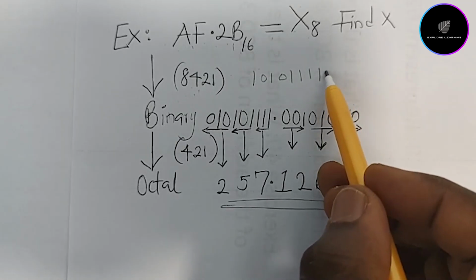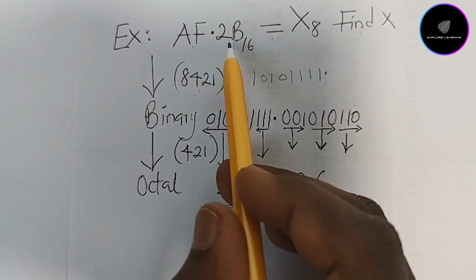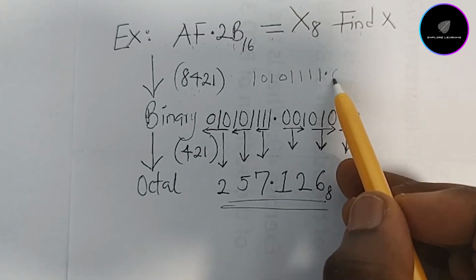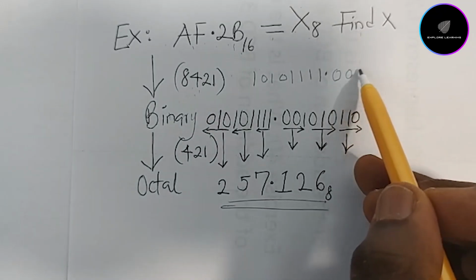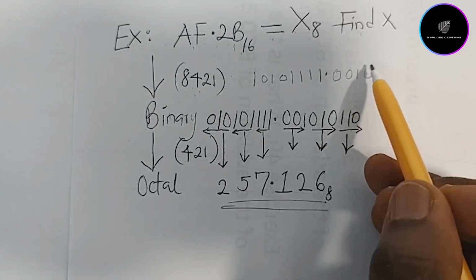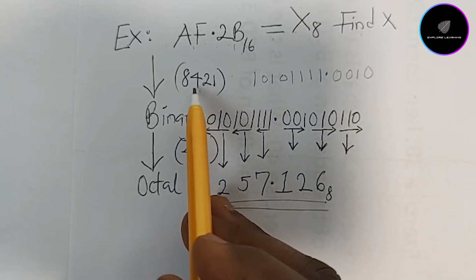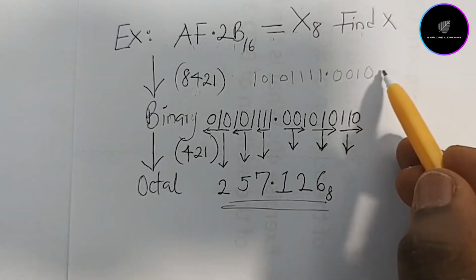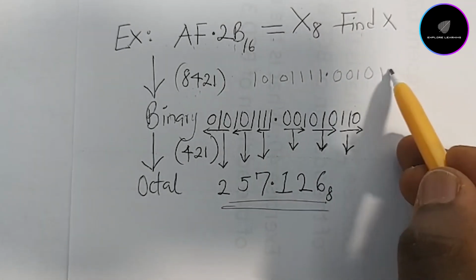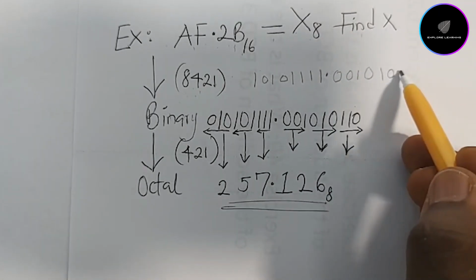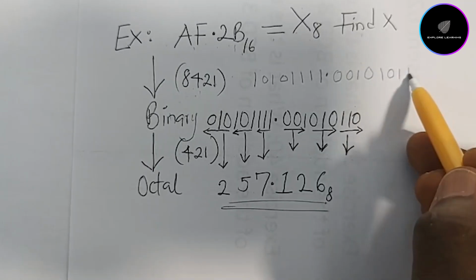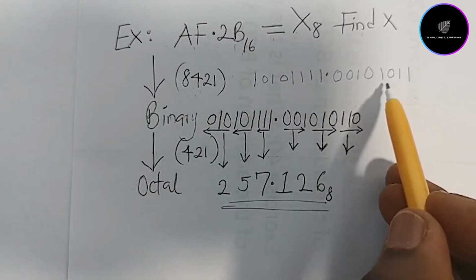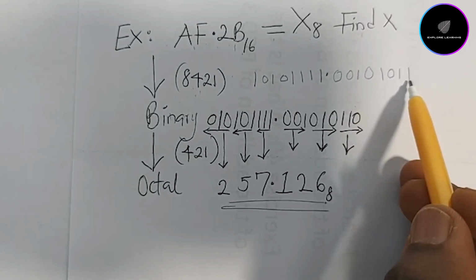Then we have the dot, and then 2 will be 0 0 1 0. Now using this code, B is 11. So 11 is going to be 1 0 1 1. So if you sum this up, you're going to get 11.